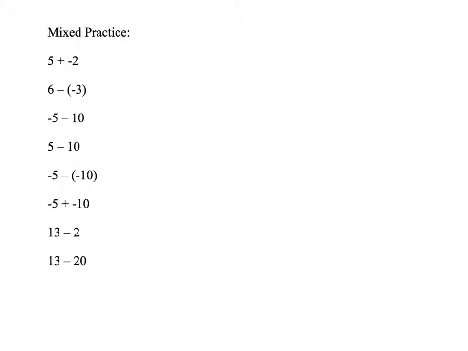Okay, here's some more examples. So if I have 5 plus negative 2, there's more positives than negatives right here. So my answer is going to be positive. 5 plus negative 2 is positive 3. This is a subtraction problem, so I add the opposite. 6 plus 3 is 9. This one's a subtraction problem, so I add, take the opposite of 10, which is negative 10. Negative 5 plus negative 10 is negative 15.